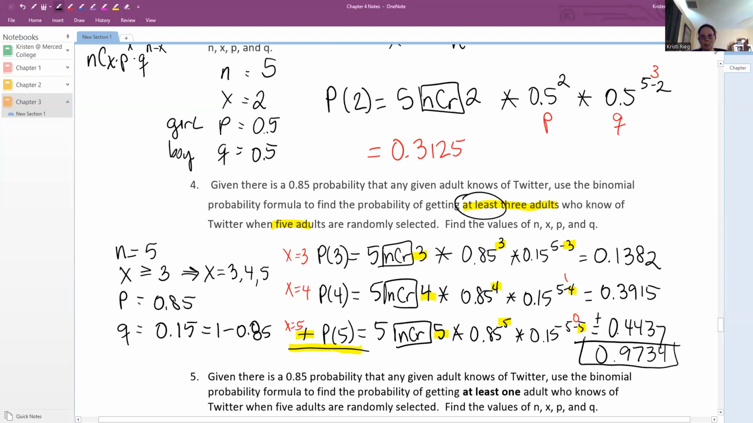So you're walking down the street, just find 5 adults, and you ask them who knows about Twitter. There's a 0.9734 chance, a 97% chance that at least 3 of them, so either 3 of them, 4 of them, or even all 5 of them have heard of Twitter. Okay, enough about Twitter. Never, last one right here.